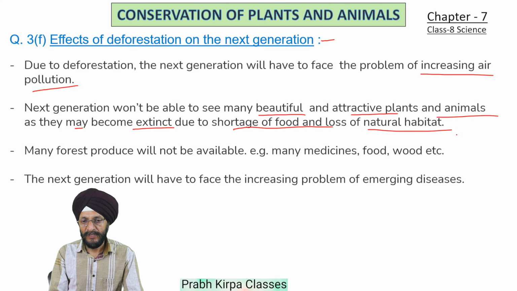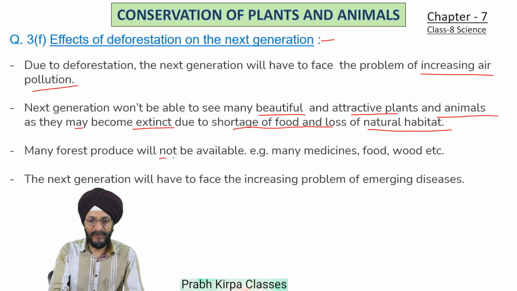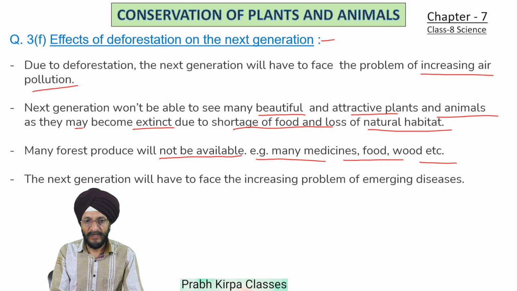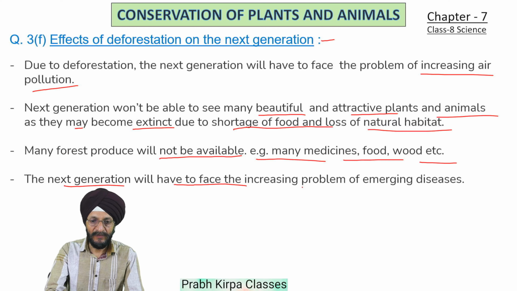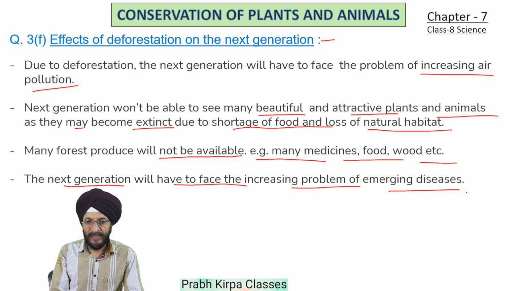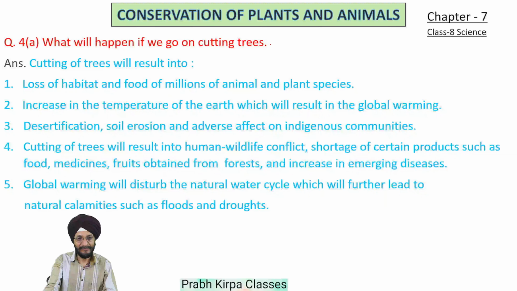natural habitat. Many forest produce will not be available to the next generation. For example, many medicines, food, and wood. The next generation will have to face the increasing problem of emerging diseases, as deforestation is the main reason behind the increase in emerging diseases.